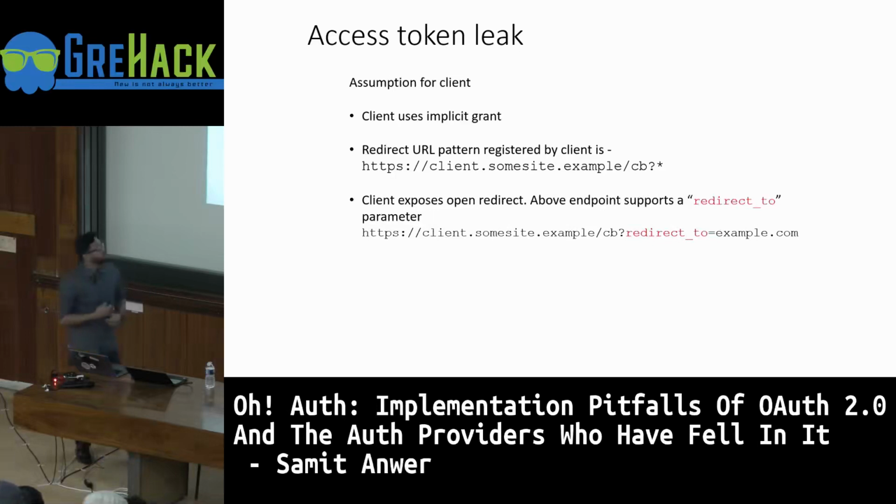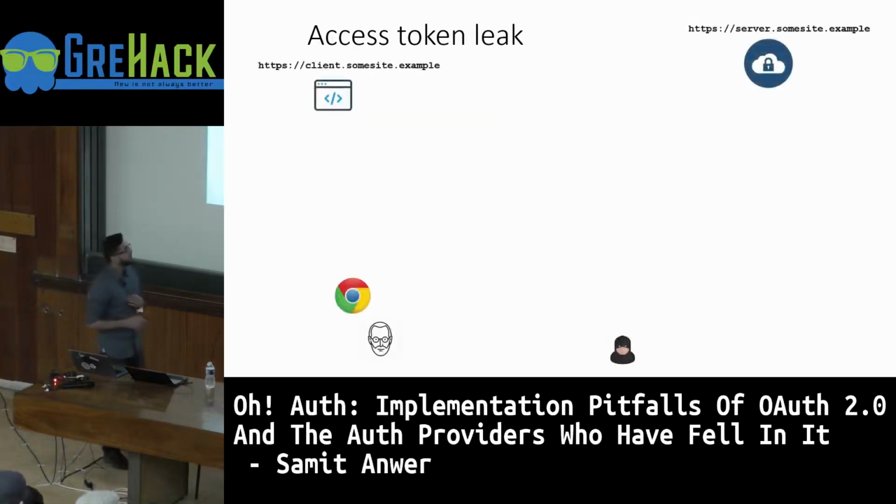Then I'm assuming here that the client has registered this particular URL with the auth server: client.somesite.example/cb/*. So there's a wildcard at the end, and this wildcard will be misused by the attacker, and we'll see how. And the client supports open redirect at this particular endpoint with the help of a redirect_to parameter. So basically, if you hit this endpoint, you will be redirected to example.com. So let's get to the attack now.